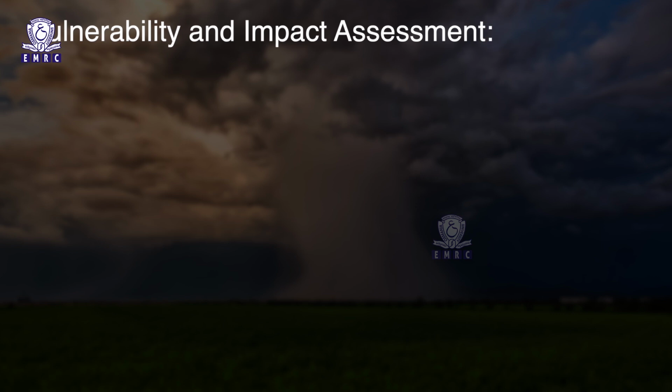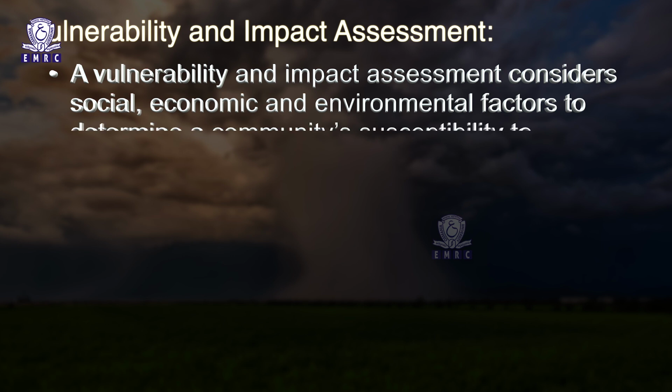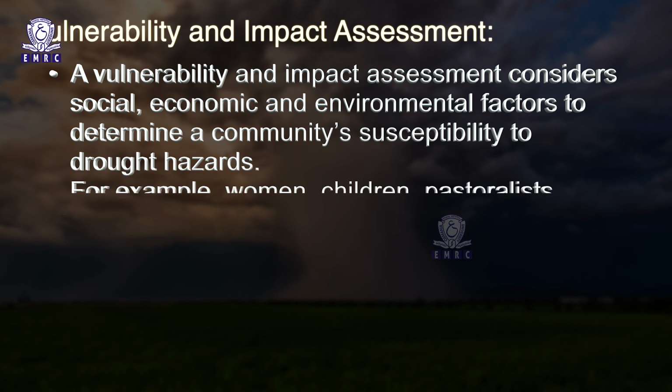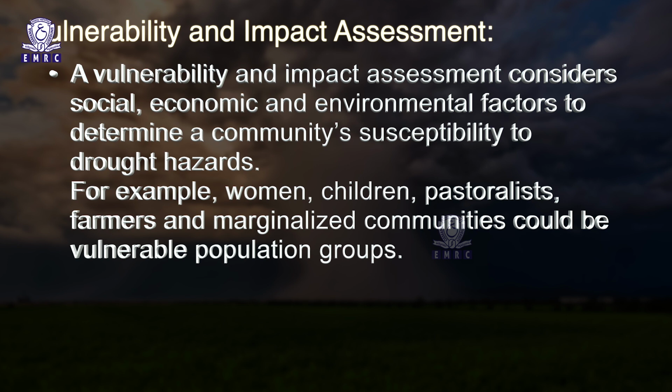Now the next pillar is the vulnerability and impact assessment. A vulnerability and impact assessment considers social, economic and environmental factors to determine a community's susceptibility to drought hazards. For example, women, children, pastoralists, farmers and marginalized communities could be vulnerable population groups.